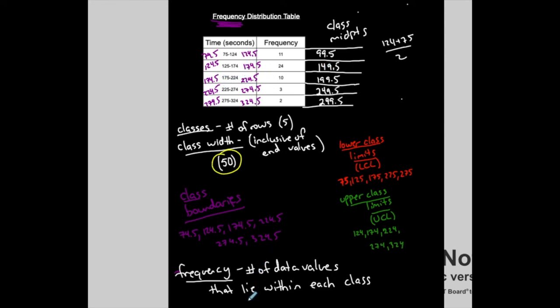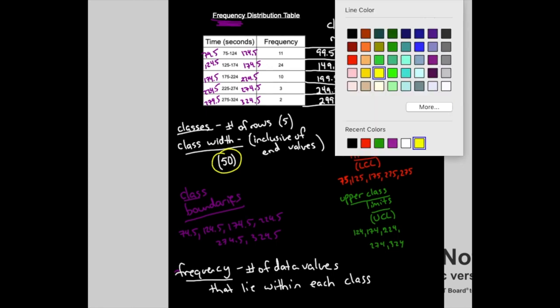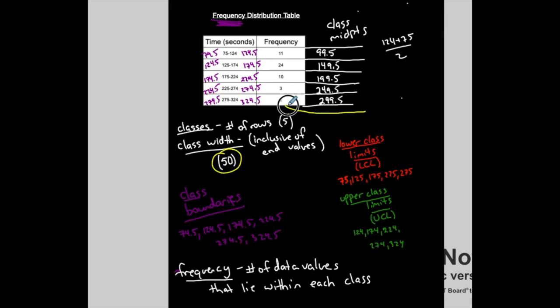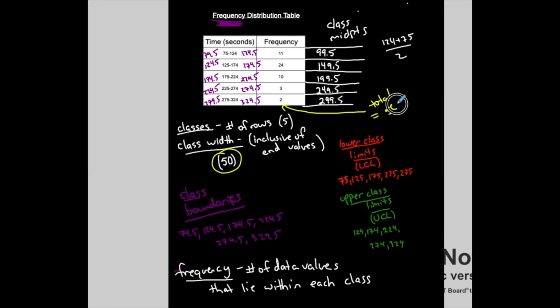The thing, though, that I can determine by adding up this column here, let me use another color real quick. Yeah, let's go yellow. The thing that I do know, if I add up this column, I can get the total number of data values from the data set. I do know how many are in the data set. So 11 plus 24 plus 10 plus 3 plus 2 is 50. Now, this is a coincidence. But I do know that the total number of data values in the data set is 50. I know that there are 50 total data values in the data set that this frequency table comes from.